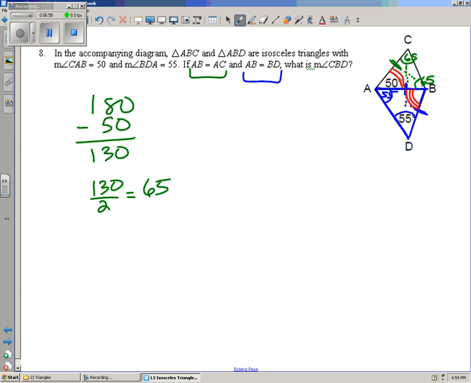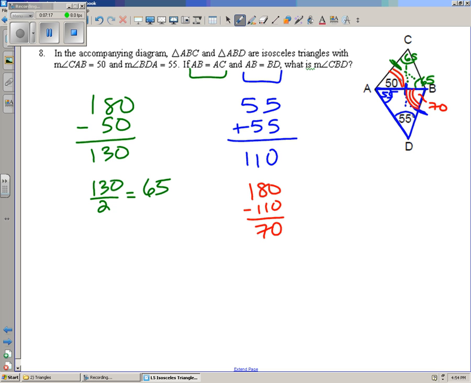So notice we can add up the two angles that we know in the blue triangle, 55 plus 55, and you get 110. And now we want to get that vertex angle. So we're going to take 180, subtract 110, and we get 70. So this angle is 70.